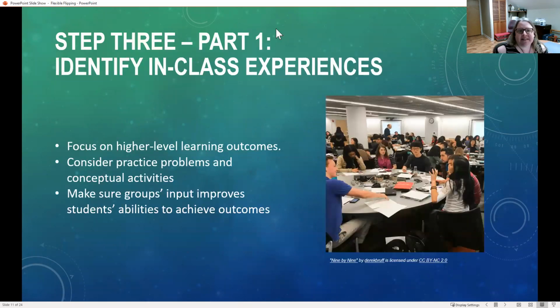So what's the next thing? Once you've identified pre-class assignments, the next thing that we really want to do is identify and work on in-class experiences. And this is an incredible benefit of the flip. We're able to focus on higher level learning outcomes.